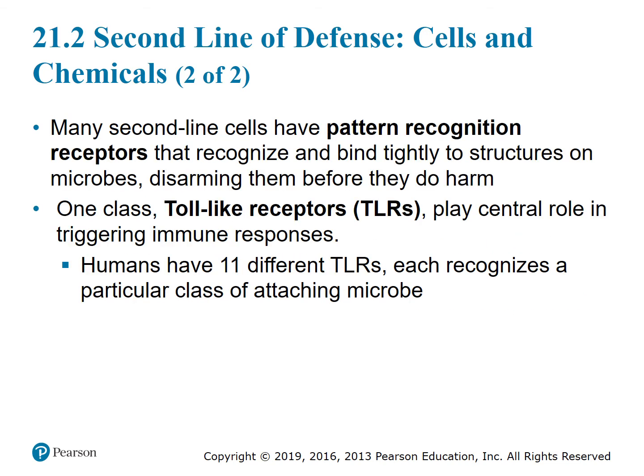Many second-line cells have pattern recognition receptors that recognize and bind tightly to structures on microbes, disarming them before they do harm. One class is known as the toll-like receptors that play a central role in triggering the immune response. Humans have 11 different toll-like receptors, and each recognizes a particular class of attaching microbe.